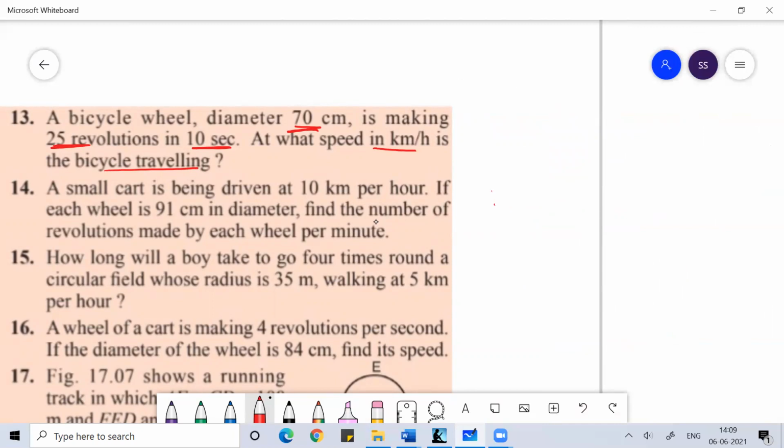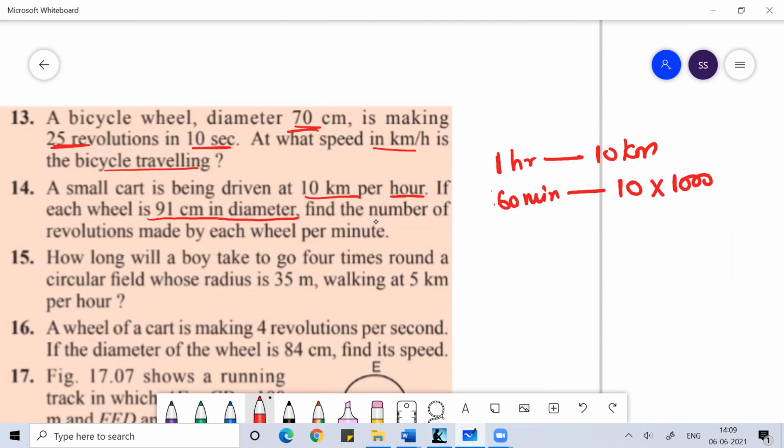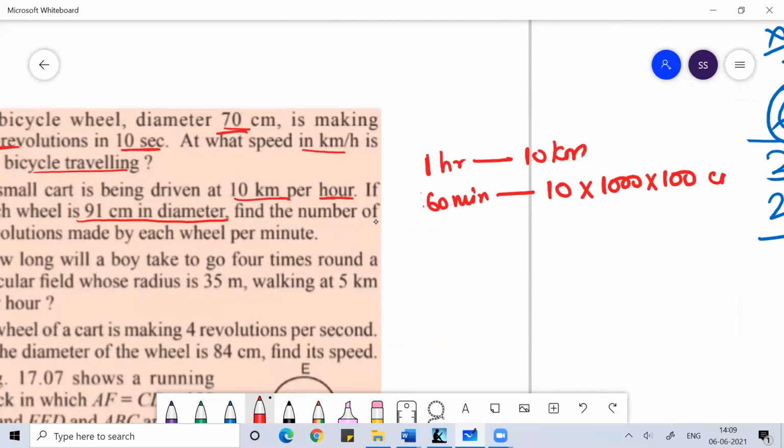A small cart is being driven at 10 kilometers per hour. If each wheel is 91 centimeters in diameter, find the number of revolutions made by the wheel per minute. It is going 10 kilometers per hour. So in 1 hour, it is going 10 kilometers. 1 hour means 60 minutes. In 60 minutes, it is going 10 kilometers. 1 kilometer means 1000 meters, and 1 meter means 100 centimeters.